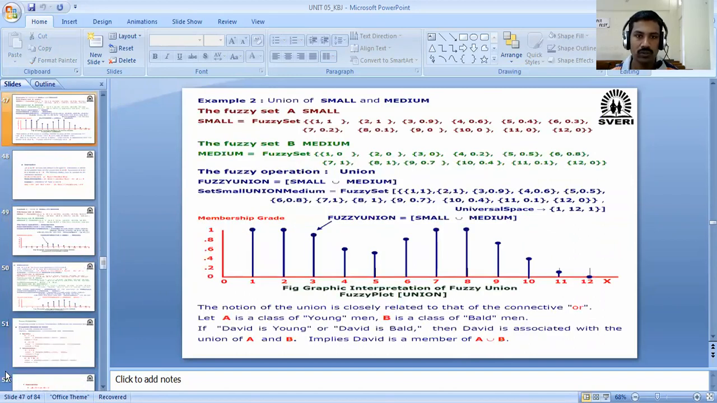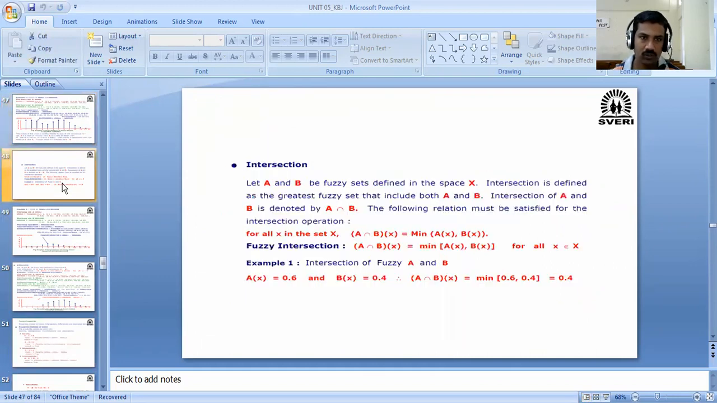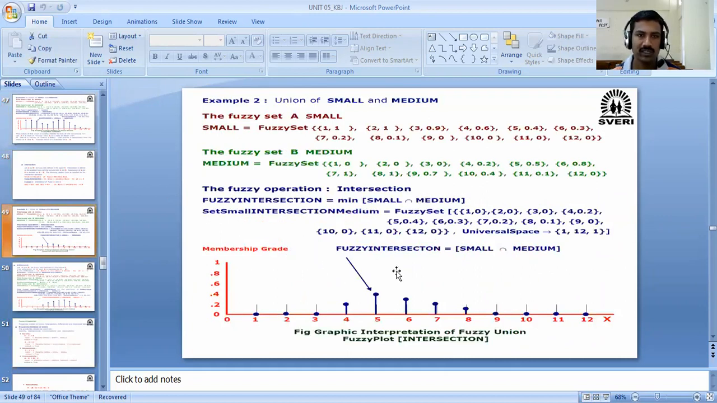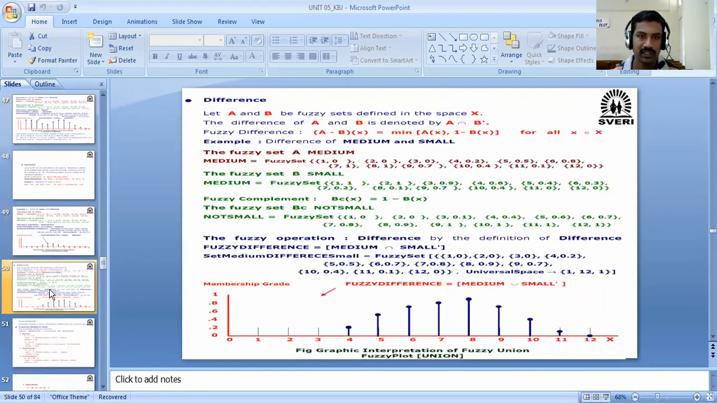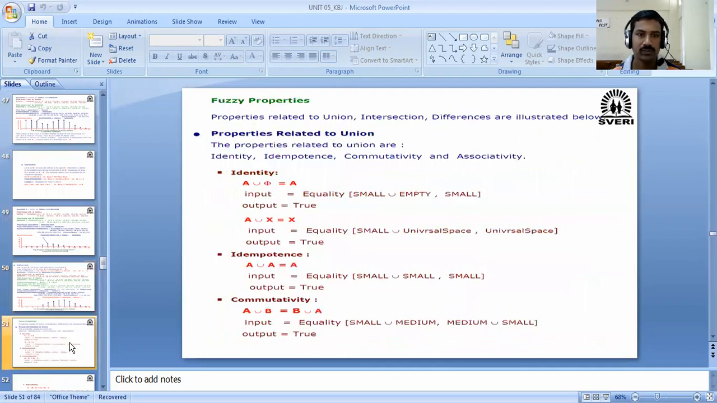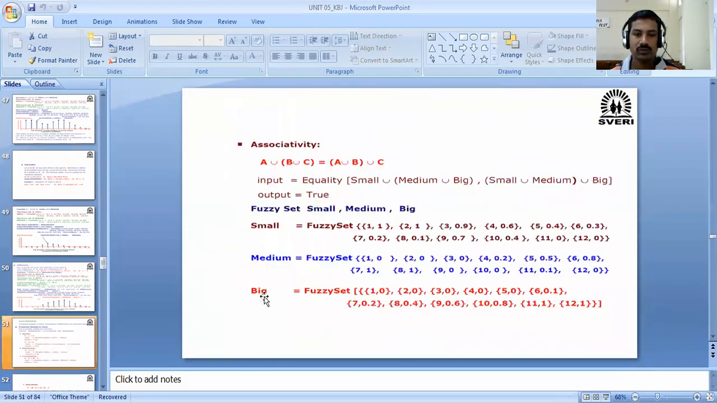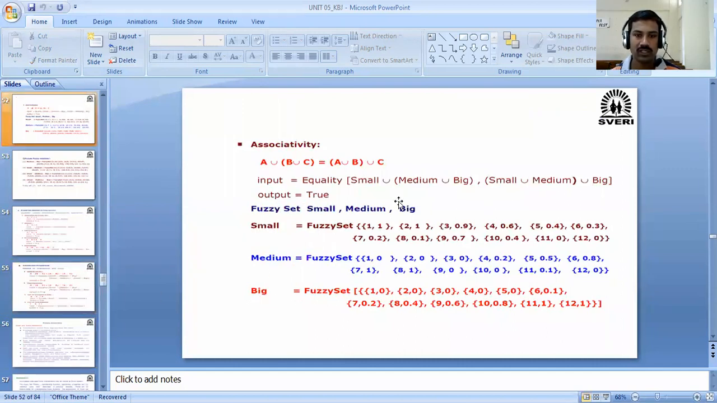Union: if small and medium two sets are there, then how can we add those two? With the help of this example you will understand. You can go through it. Intersection: two fuzzy sets are there, then how do we take the intersection? Next, the difference between fuzzy properties. These are some fuzzy properties: identity, commutative, associative.